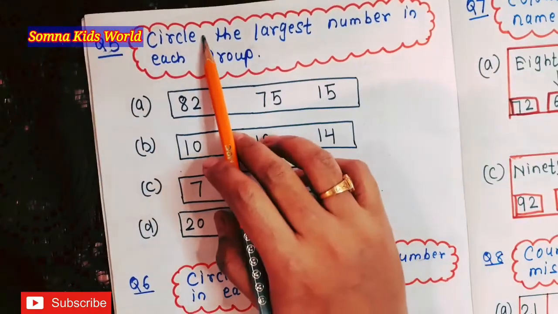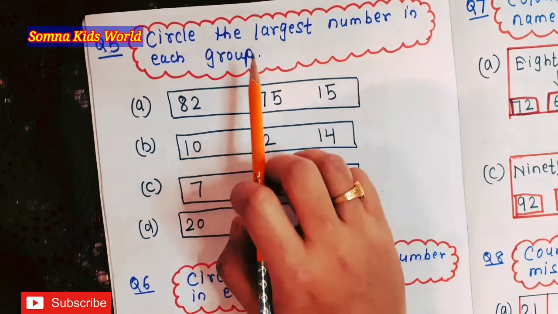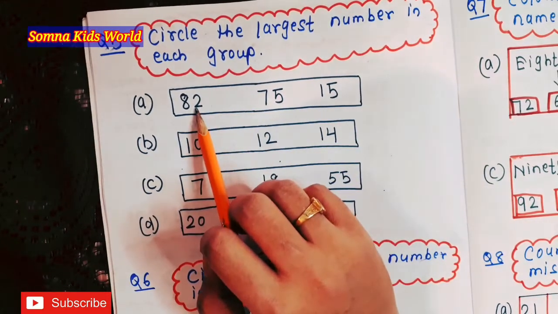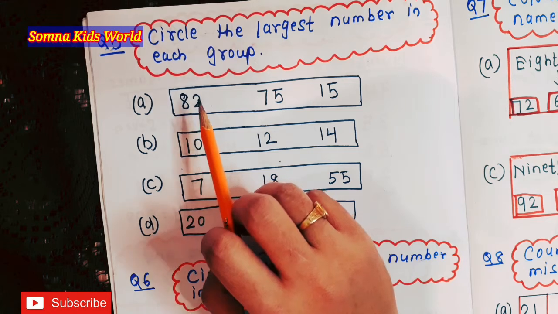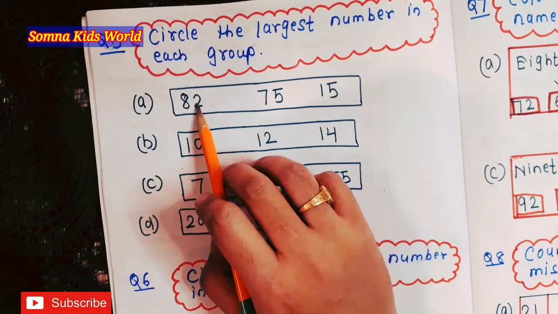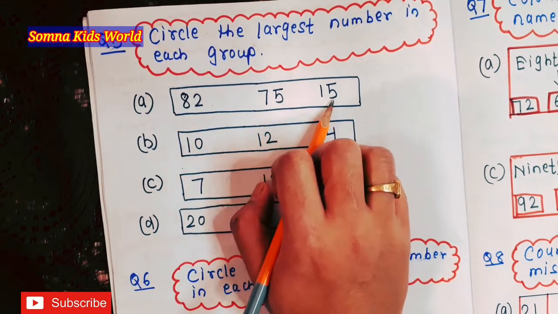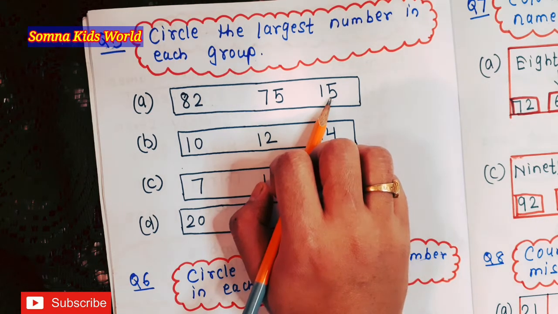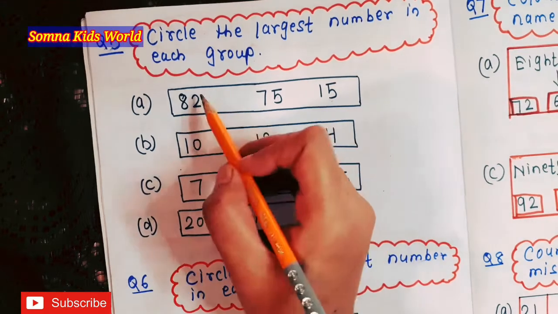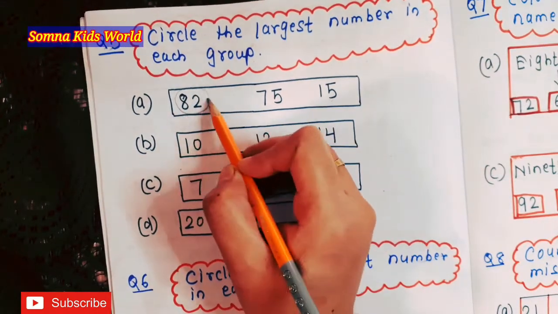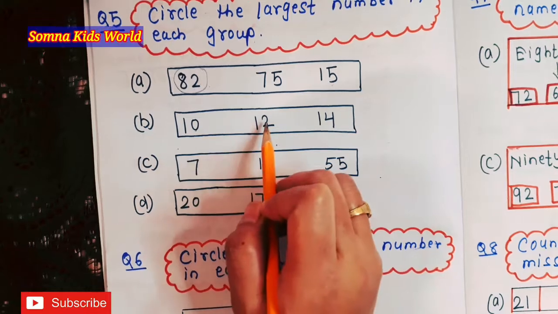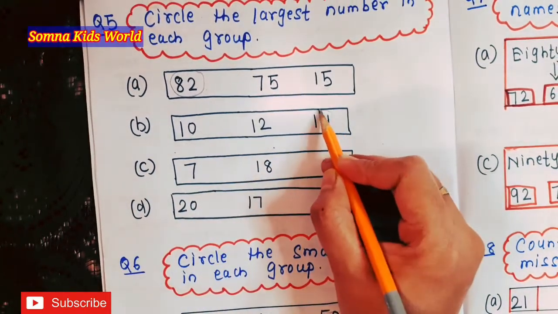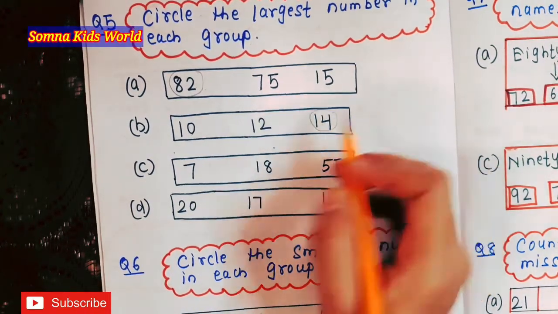Next one, circle the largest number in each group. So here they have to see and find out the largest number, like 82, 75, 15. Which is after 15, 16, 17, like this you can tell them to count and they will find out which is the largest one, like 82, 10, 12, 14. So 14 is the largest one.